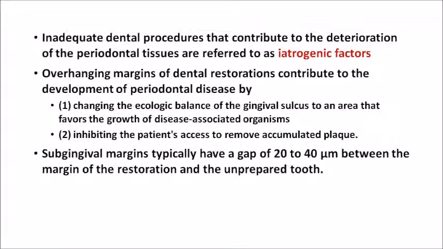And how is it causing periodontal disease? Because one, this overhanging margin of the restoration changes the ecologic balance of the sulcus area, and this favors the growth of disease causing organisms. The second one is very simple. The patient's access to remove accumulated plaque is inhibited because of this overhanging restoration. Subgingival margins typically will have a 20 to 40 micrometer gap between the margin of the restoration and the unprepared tooth. So however much we try to do it properly, this 20 to 40 micrometer gap is present between the unprepared tooth margin and the restoration.